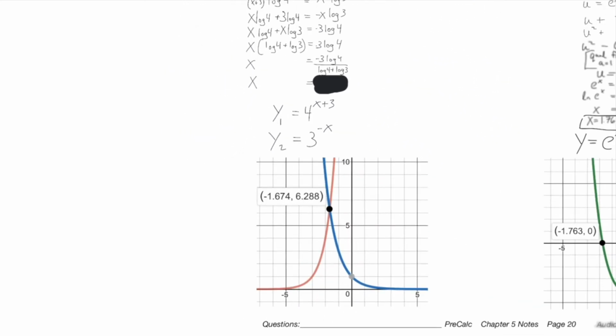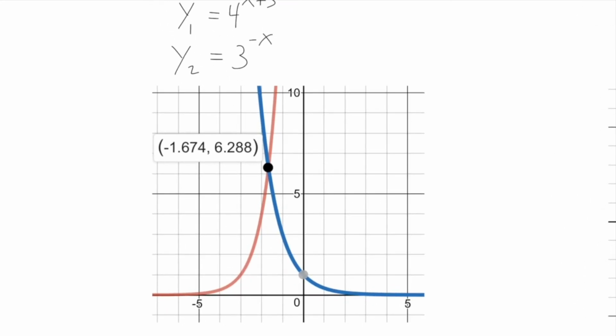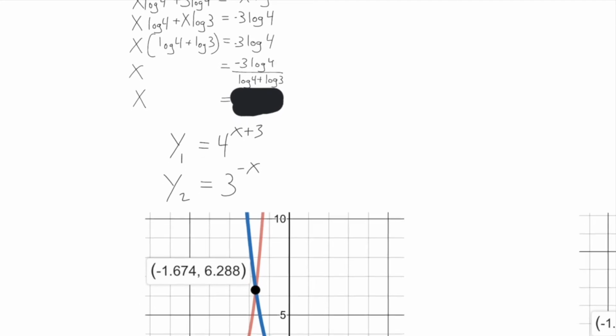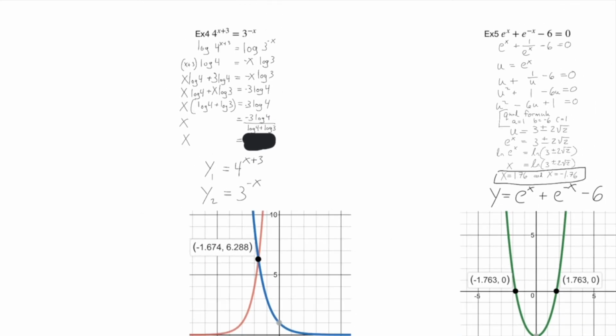You could also just graph both sides of the equation. The left-hand side could be y1, the right-hand side would be y2, and see where they intersect. They'll both have the same x and y values. It's like solving a system of equations. So my question to you is, do you want to calculate this using a calculator or using the graph? Your choice. You got to find out what it is.